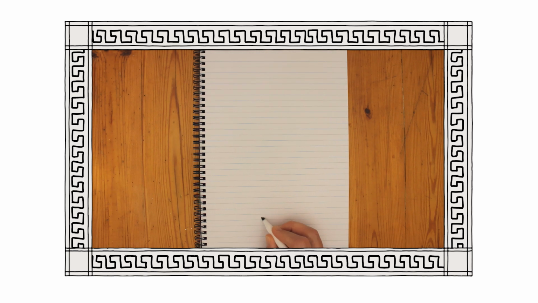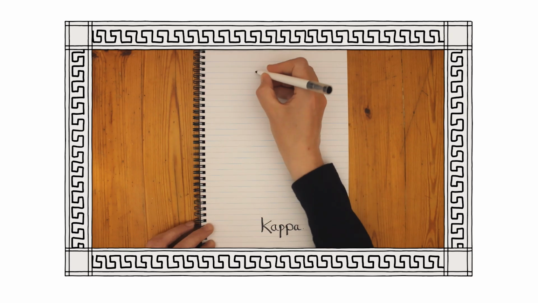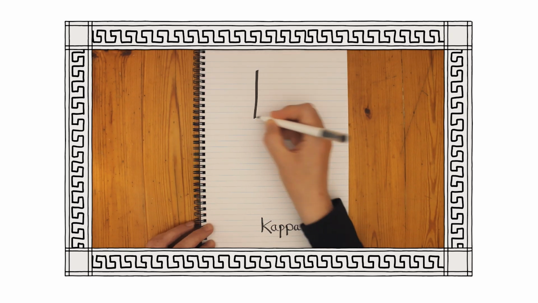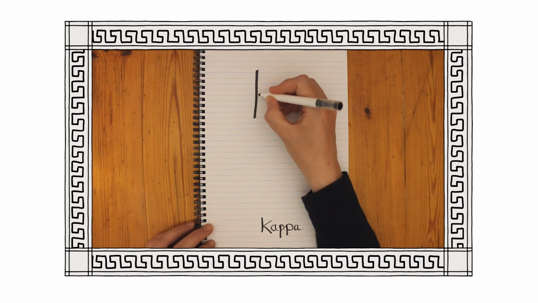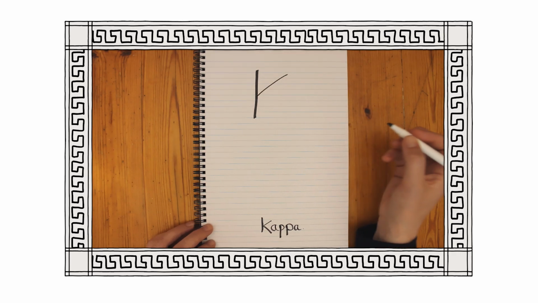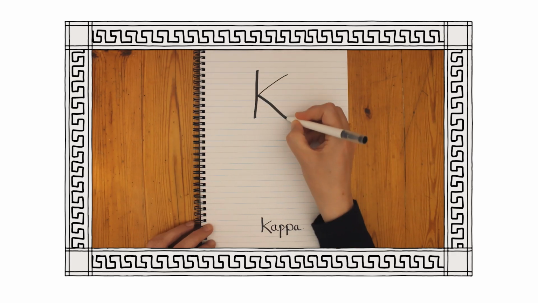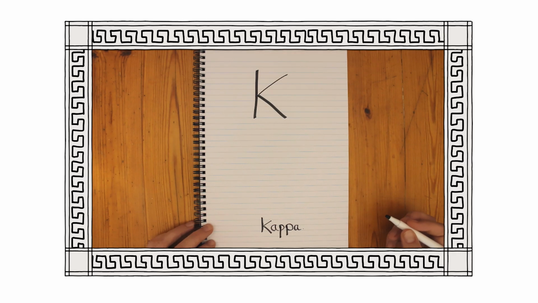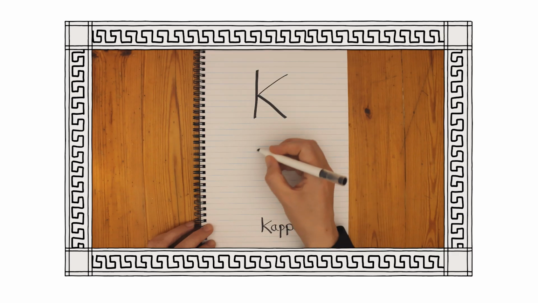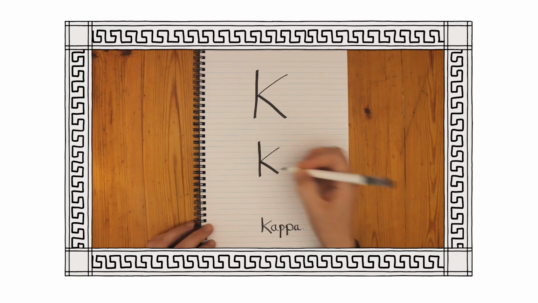Now kappa. This looks like our K, and it represents our hard C or hard K sound. Kite, king, crane, camera. For uppercase kappa, we begin top left and draw a vertical line down. We come back to the middle of that line and kick out with a diagonal towards top right and then again to bottom right. Kicking kappa.